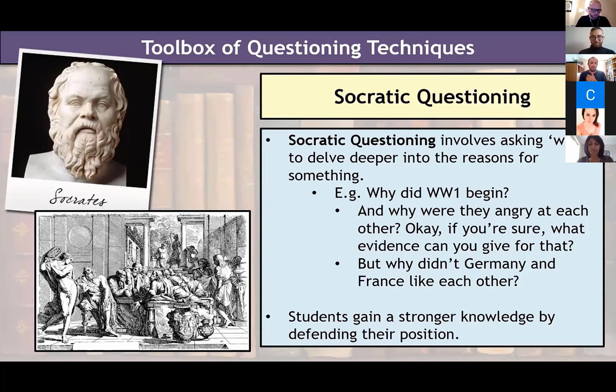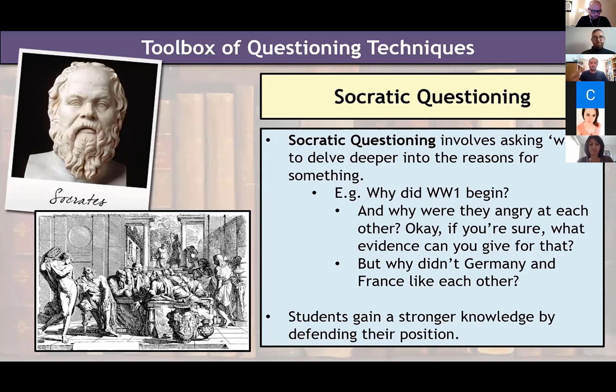So for example, I've put here, why did World War I begin? Someone will say, oh, everyone hated each other. Fantastic, great response. Okay, can you defend that? Why did they hate each other? Oh, well, Germany and France hated each other because they didn't like each other. Why? Because they had a war ages ago. Great, okay, good. So you go further and further into it.